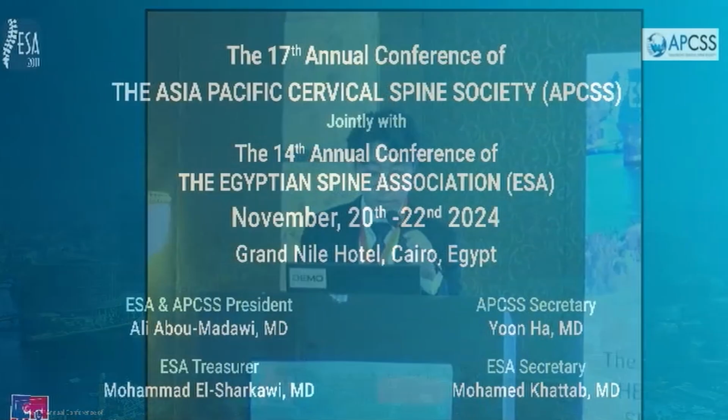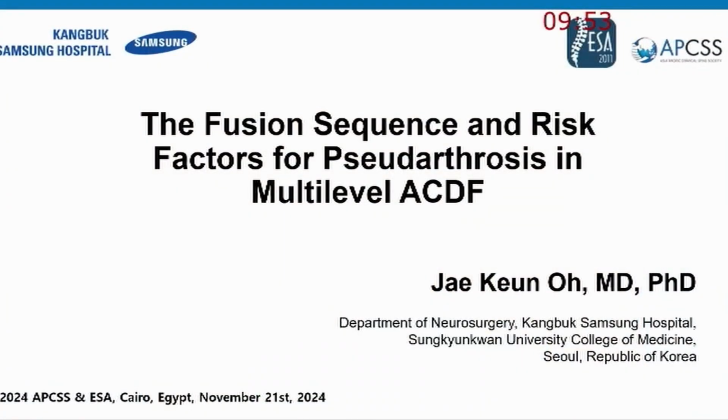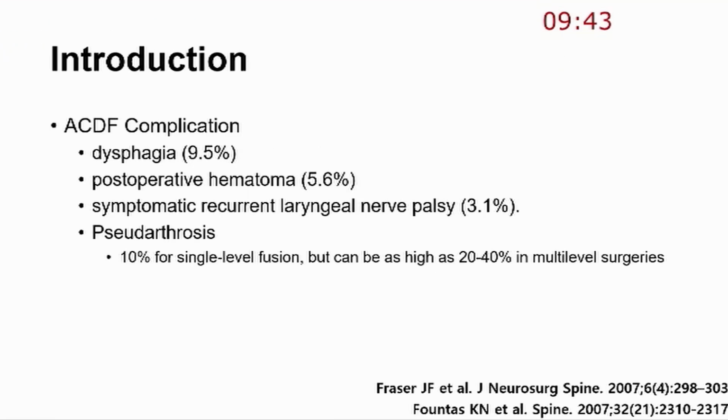Actually, this session is about cervical disc arthroplasty, but my topic is ACDF. My topic is the fusion sequence and risk factors for pseudoarthrosis in multi-level ACDF. As you know, there are some complications after ACDF surgery: dysphagia, postoperative hematoma, and symptomatic recurrent laryngeal nerve palsy. One of the complications is pseudoarthrosis. It is 10% for single-level fusion surgery, but can be as high as 20 to 40% in multi-level ACDF.